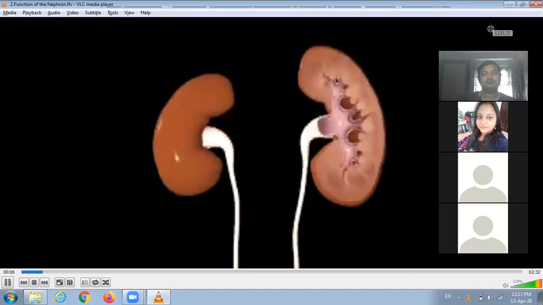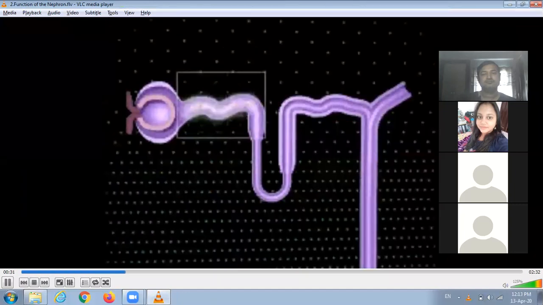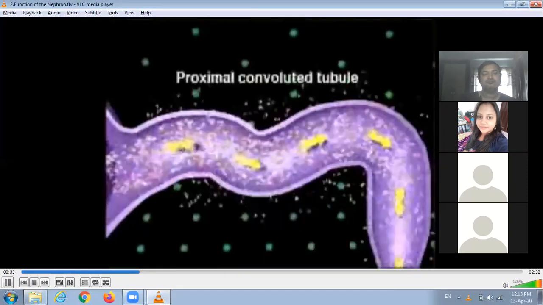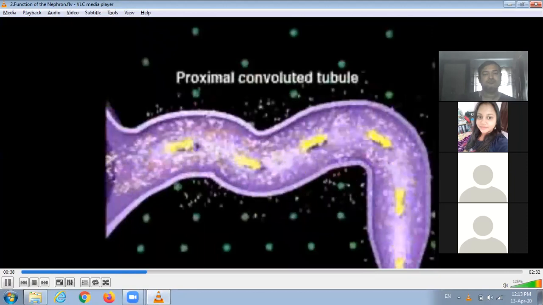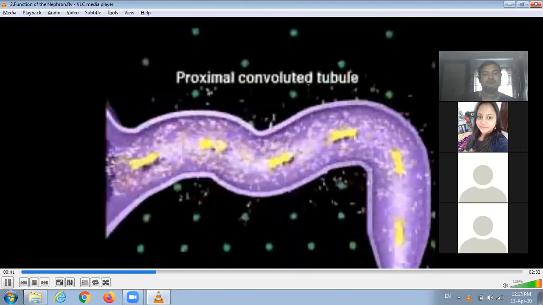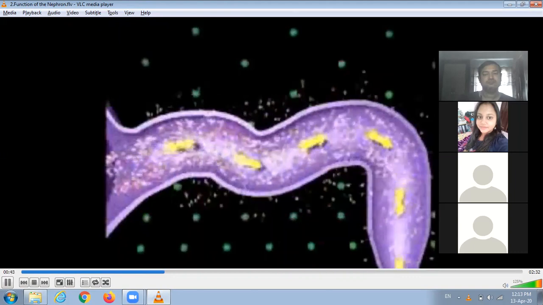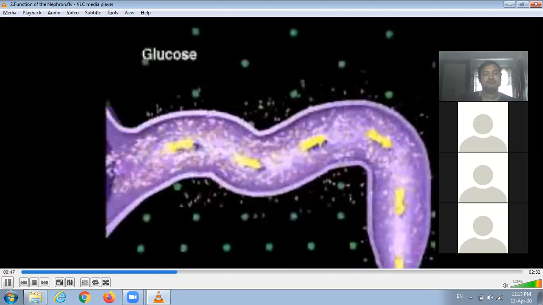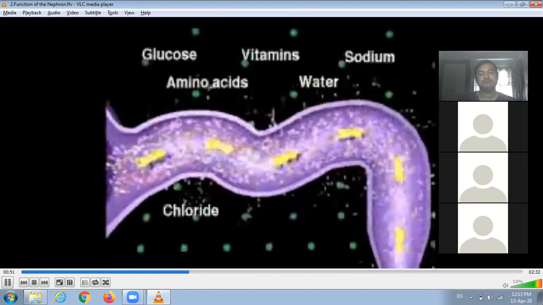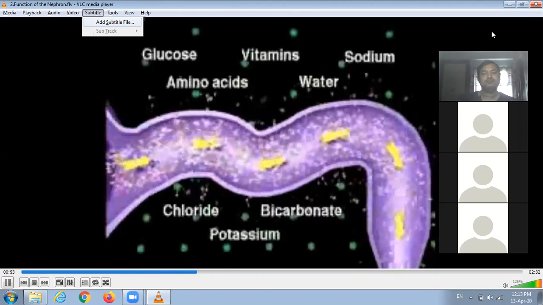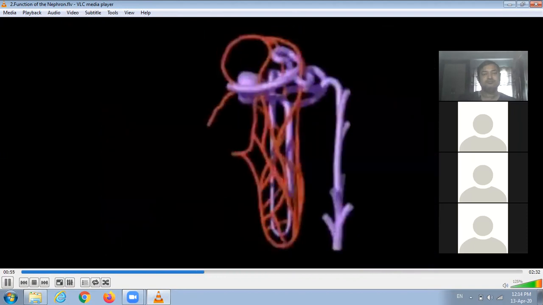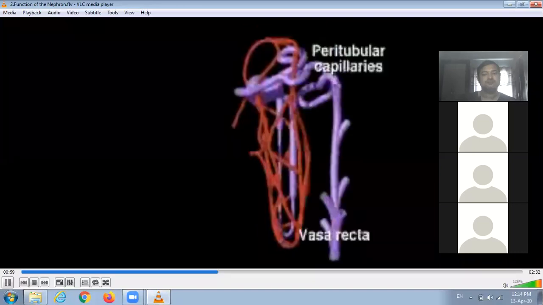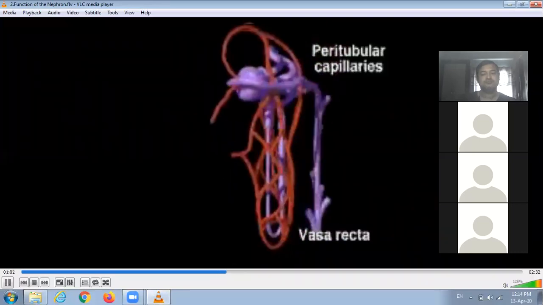The next nephron section, the renal tubule, has 3 parts in series. Filtrate within Bowman's capsule enters the proximal convoluted tubule. Reabsorption of important molecules and ions from filtrate back into blood occurs here. These include glucose, amino acids, vitamins, water, sodium, chloride, bicarbonate, and potassium. Blood vessels receiving reabsorbed species are peritubular capillaries, a plexus derived from the arteriole leaving the renal corpuscle.